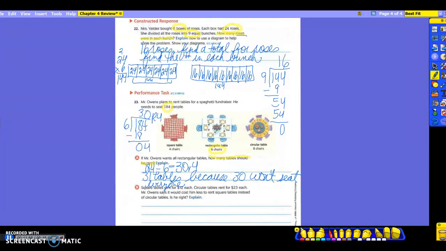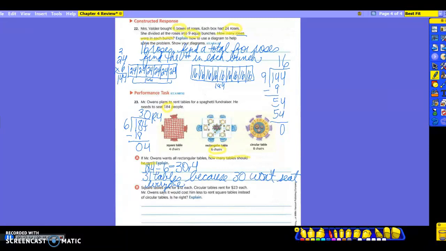Any questions about that? Be careful when it asks questions like that you don't just say, oh, I got to find my answer, and then that's what I'm going to write down. It wasn't asking us about 30 remainder 4. It was asking us how many tables would suit everyone. Okay? All right, let's read the next one.